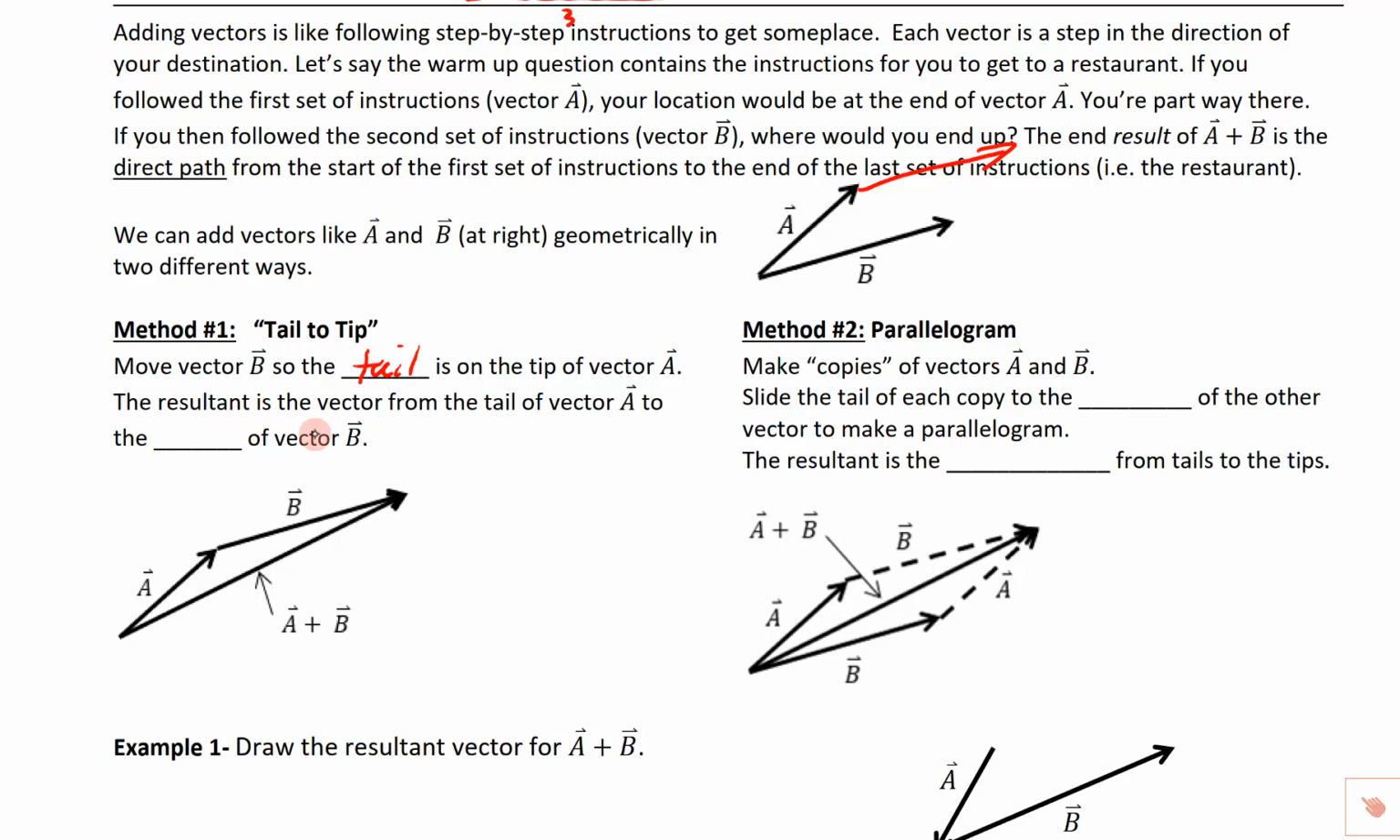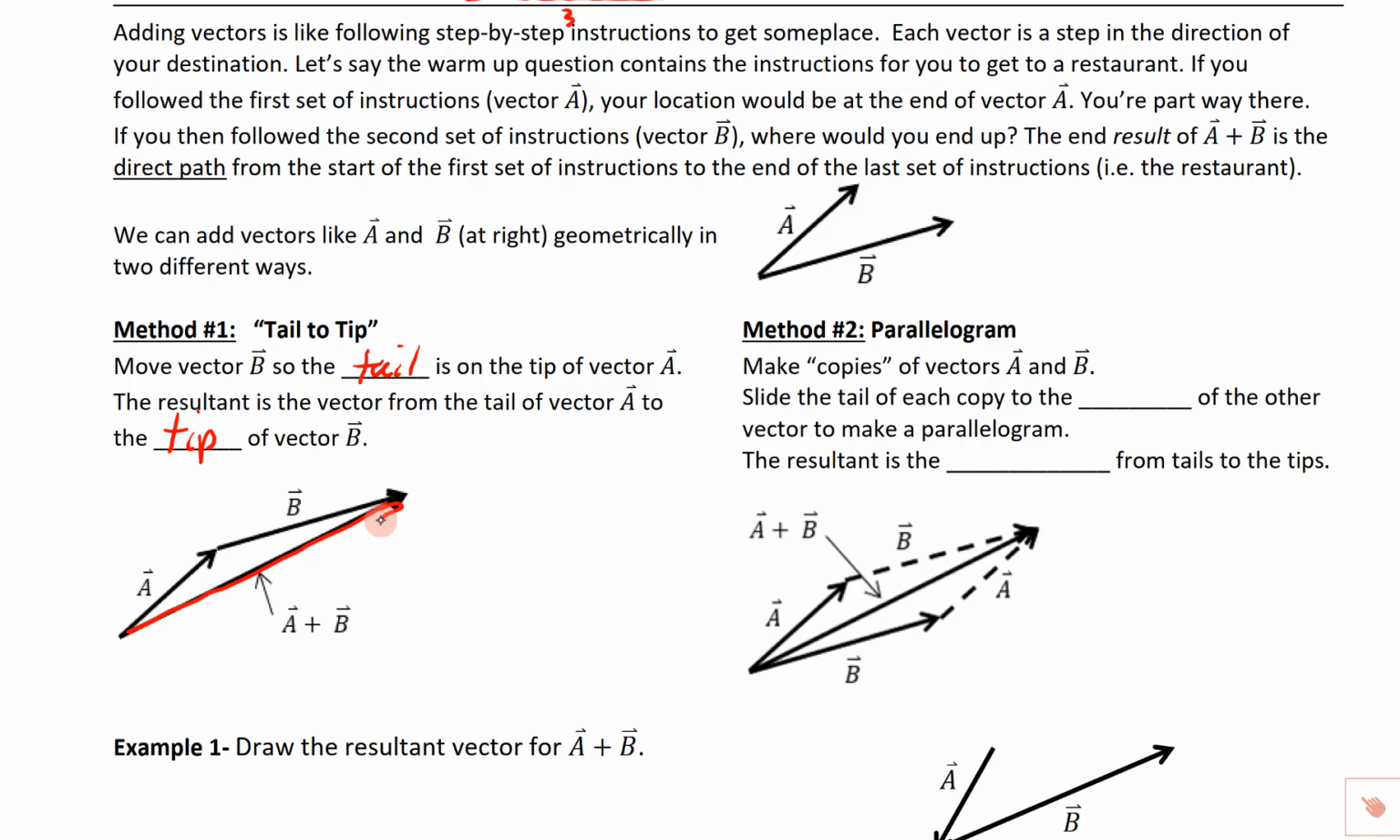And the result of the vector is from the tail of vector A, so right here, to the tip of vector B. So like this. This right here was the answer. So what it looks like on a diagram is it looks like this. Here's vector A. We start again right here at the end of vector A, and we do vector B. And that directed line segment right there is the vector A plus B.